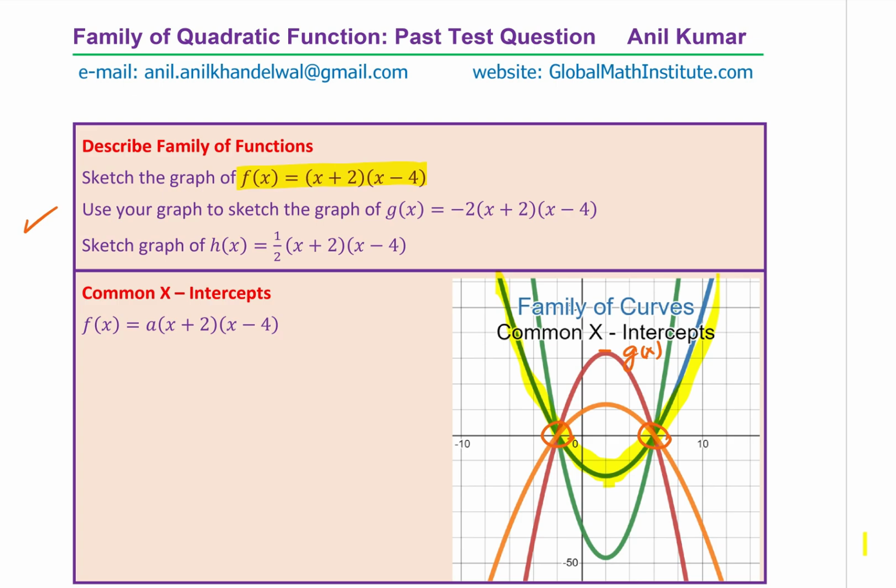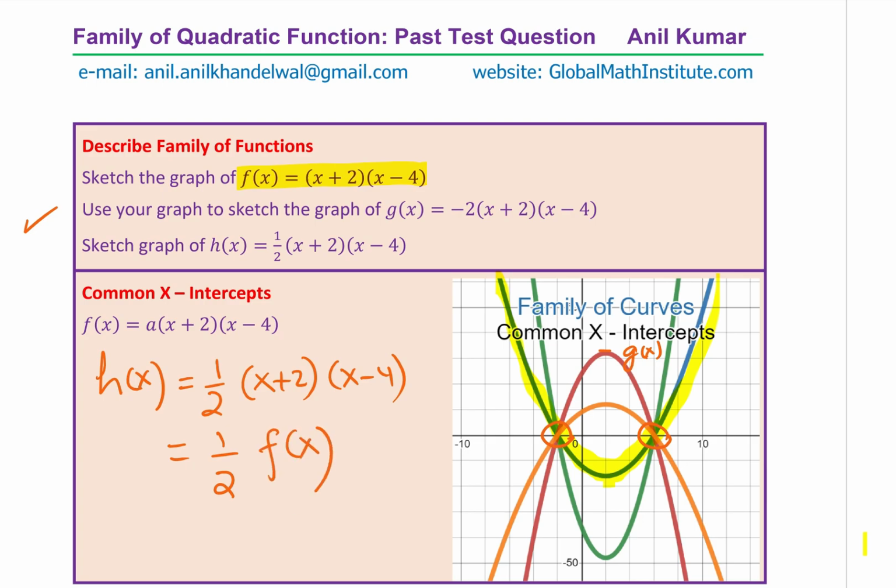Perfect. The third graph which we are looking into is h of x. Earlier we had drawn g of x. So this is half of x plus 2 times x minus 4. That basically means it is vertically stretched by a factor of half, or you can say compressed by a factor of half, from the function f of x. Is that clear to you?